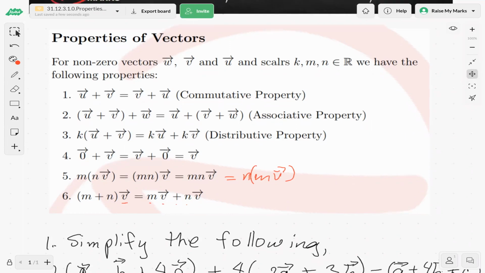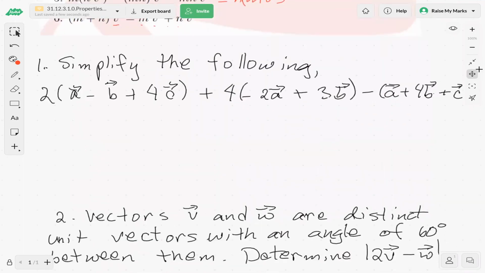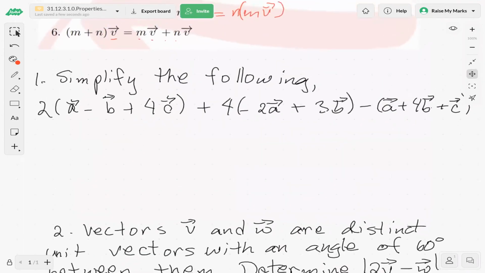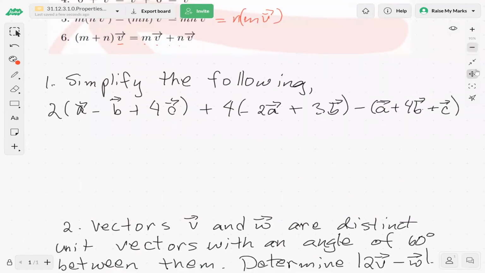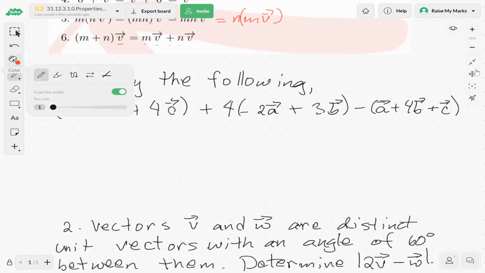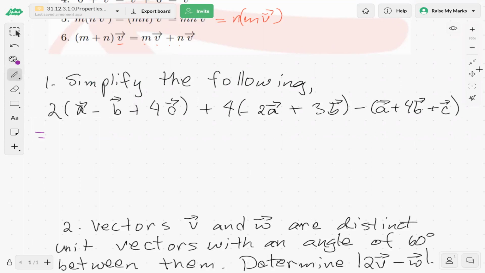Now we're going to use these properties to simplify the following. We have this vector: 2 times (vector A minus vector B) plus 4 vector C plus 4 times (negative 2A plus 3B) minus (A plus 4B plus C). So let's use our properties to simplify this. Let's pick a different color. Let's do purple. Let's expand it out.